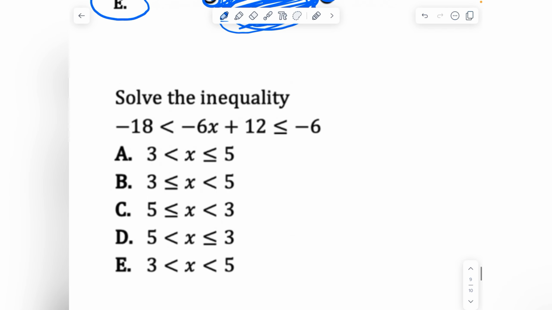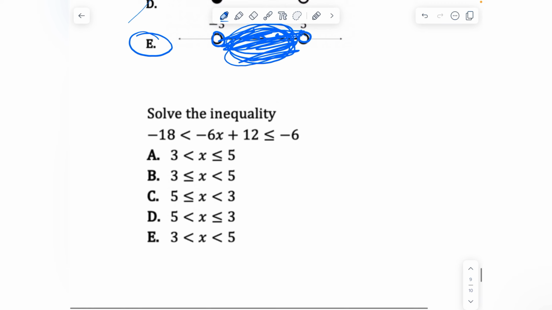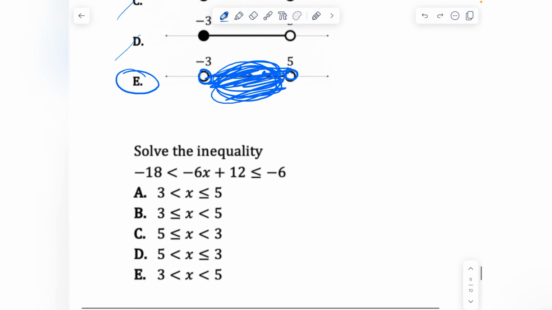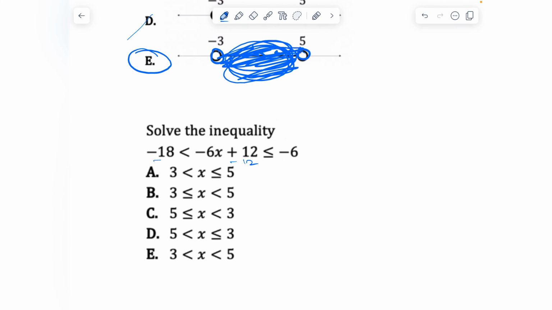Another problem, similar to the one I did before, but here you're actually solving the inequality, because there's an unknown value here, you're going to solve for x. So the way we do this is you treat it as if there's 3 sides to the problem. The whole point is to isolate x and get it to a form that looks somewhat like this. I'm going to do that by subtracting 12 on all 3 sides. I end up with -30 is less than -6x is less than or equal to -18. Divide everything by -6, right? Again, we're trying to isolate x.